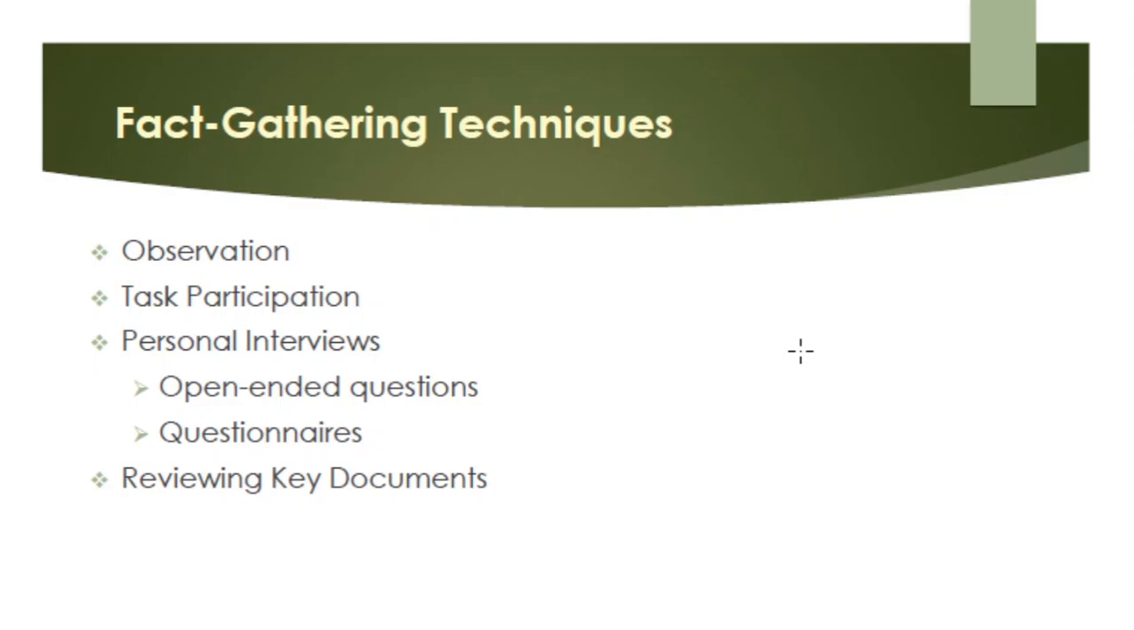Since we are already talking about fact gathering, there are several techniques as to how you can gather facts. We have observation, which of course involves passively watching the physical procedures of the system. This allows the analyst to determine what gets done, who performs a task, when they do them, how they do them, why they do them, and how long they take. So basically, you're just observing. You are not involving yourself in the process.